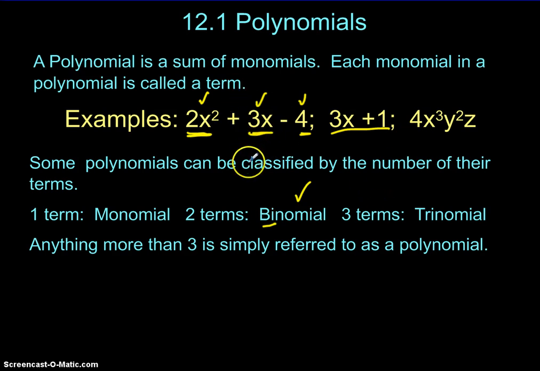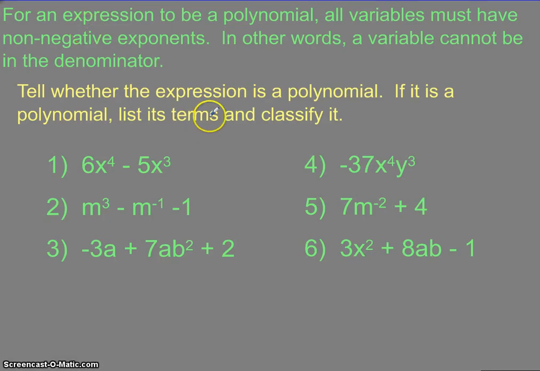Now there are names for polynomials with more than three terms, but we don't need to know those. I don't even know those right now. I'd have to look them up. Nobody ever uses them, but we do use monomial, binomial, and trinomial. So we're sticking with those today. Let's look at the next one.